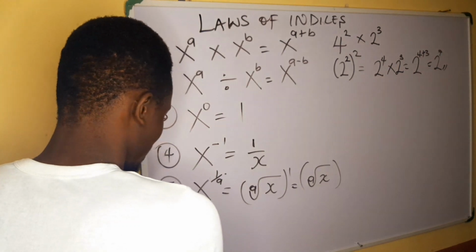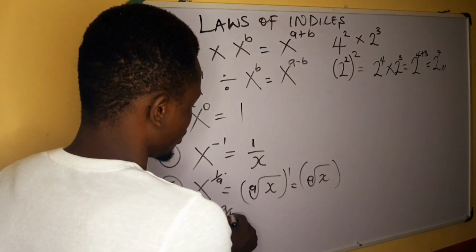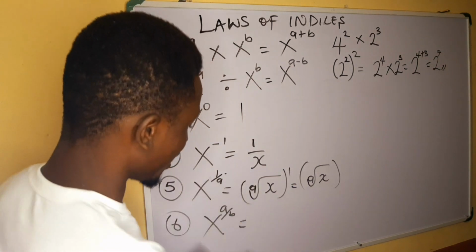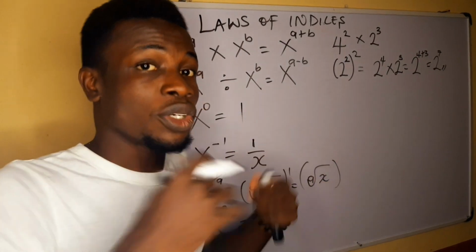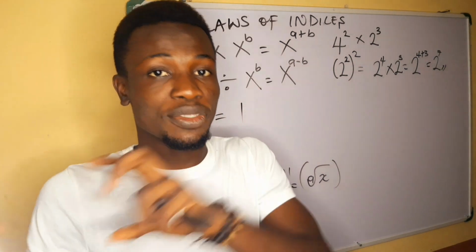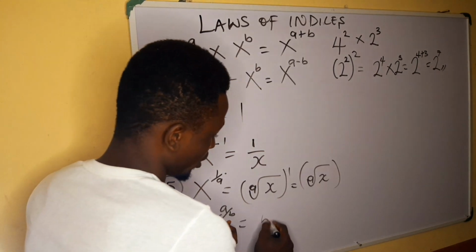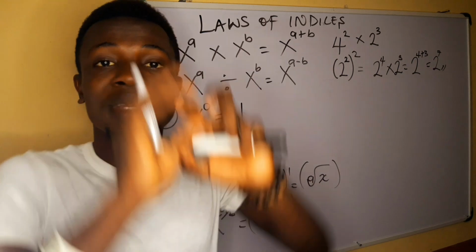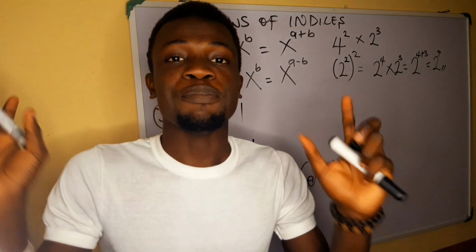The next one is x to the power of a over b, a non-unit fraction. What we simply do is the same thing here: the denominator will be the root. If it's 2, that means it's square root. If it's 3, that means it's cube root. If it's 4, that means it's fourth root. So the b, which is the denominator, will be the root of x, then the numerator a will be the power. This is what it actually means.